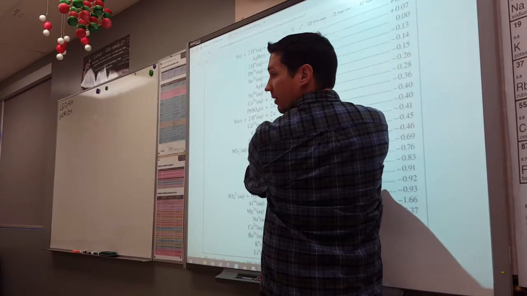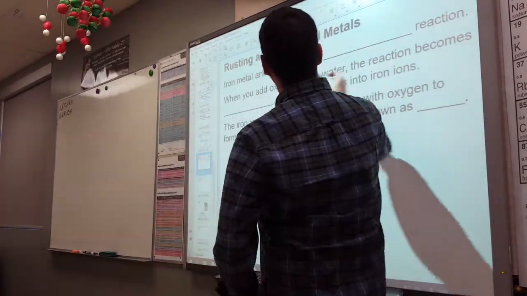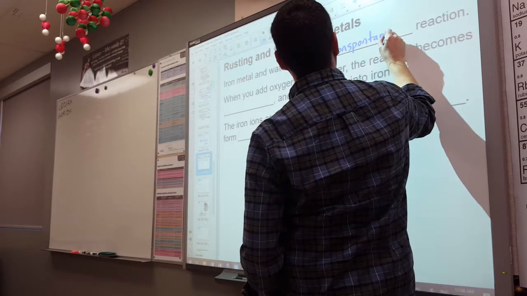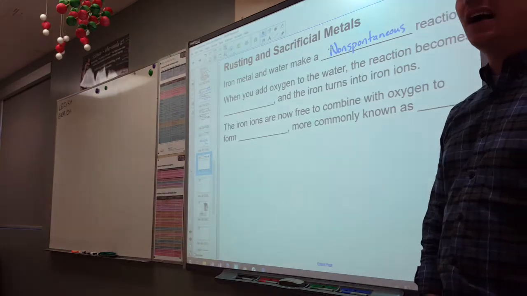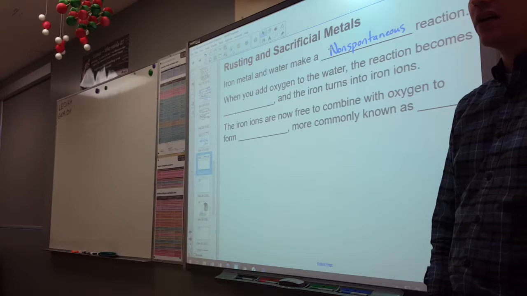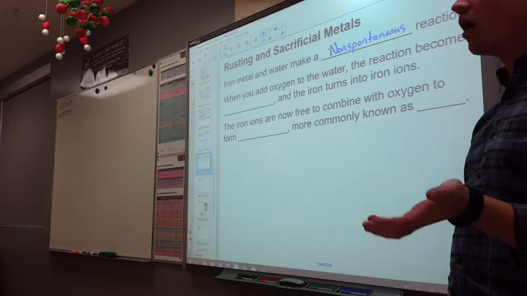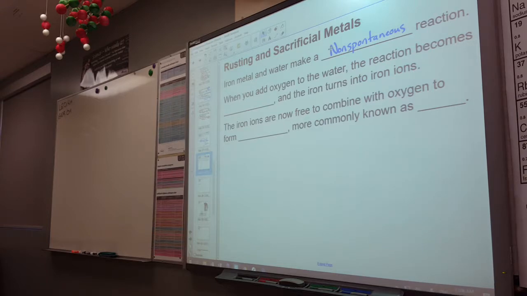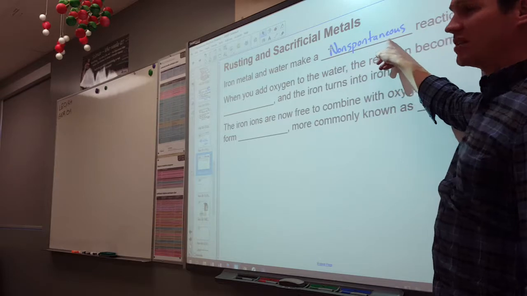Iron and water, they make a non-spontaneous reaction, right? Oh, that's weird. What normally happens when you put iron in water? Do you know? It rusts. When you have a car sitting outside, and it's exposed to the elements, it will rust, right? Iron will rust. Well, how is that possible when this makes a non-spontaneous reaction?